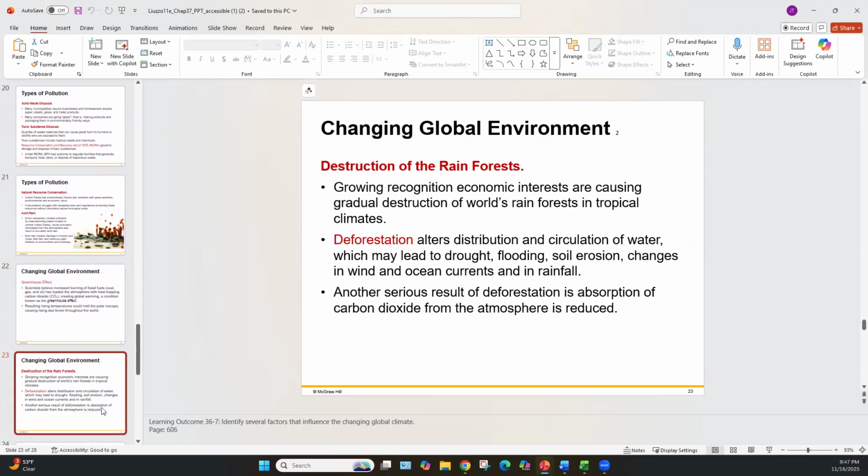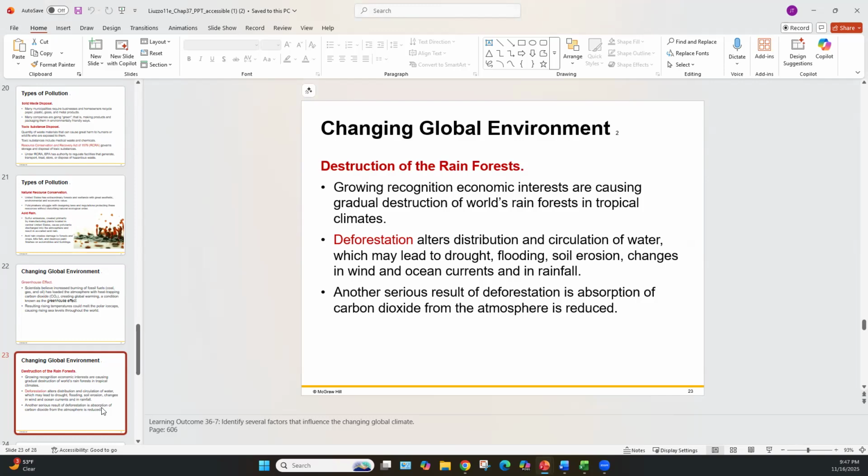All right, changing global environment, destruction of the rainforest. There is growing recognition that economic interests are causing gradual destruction of the world's rainforests and tropical climates. The big ones are down in the Amazon, right? Down in Brazil, places like that. We're really worried about it. What do trees do with photosynthesis? I think they take carbon dioxide out of the air and produce oxygen back or something of that nature. And this is a serious issue.